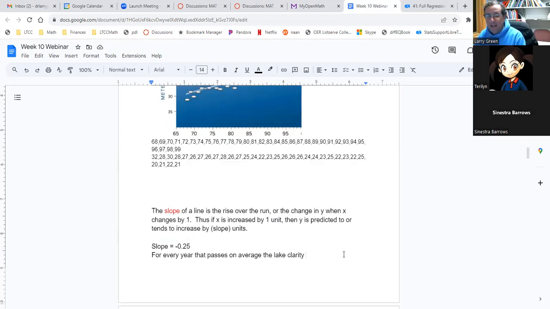On average, the lake clarity has tended to go down by 0.25 meters. Negative means it went down. Any questions on that? Does that make sense?